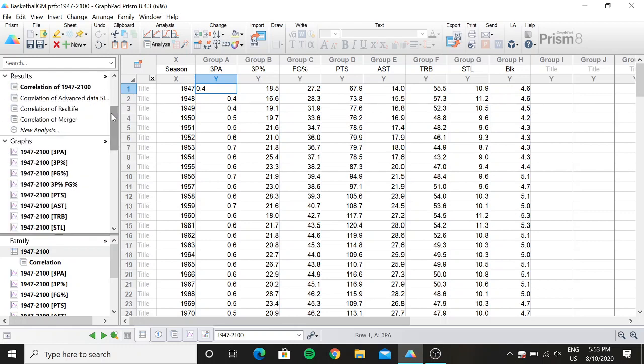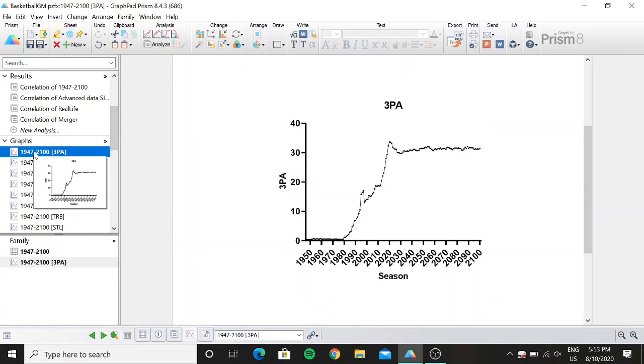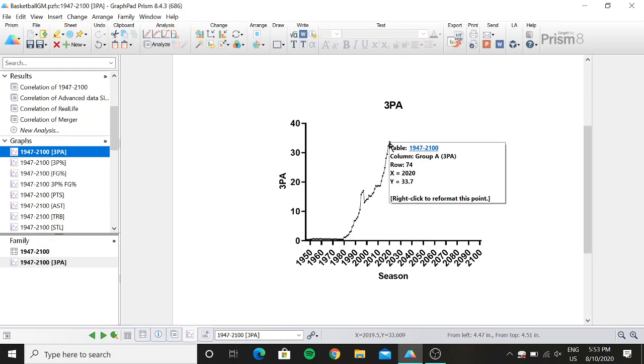So in terms of the graphs, we have 3-point attempts, and this is the graph of 3-point attempts from 1947 to 2100. It's interesting to see that, as you would expect, the 3-point attempts have skyrocketed since their introduction in 1980. And I'm assuming that the very low values before the 1980s were an attempt of the game to mimic the fact that there were no 3-pointers in the NBA before 1980. As you can see here, a lot of the 3-pointers skyrocketed between 2007 onward up until 2020, which is where the simulation and real life end, of course.